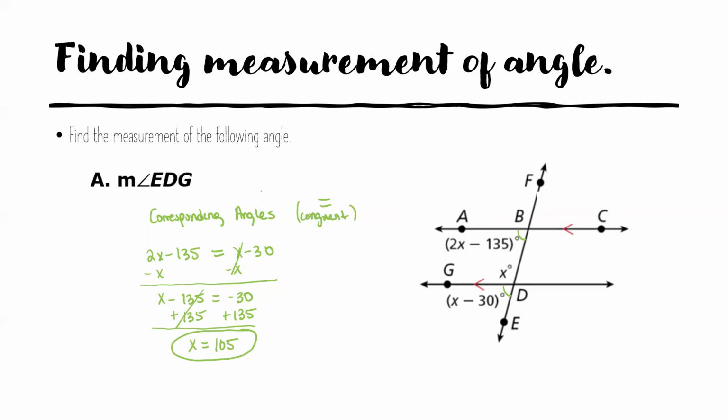But again, the question is not asking me to solve for x. They're asking me to find the measurement of angle EDG. So they want me to find the measurement of this angle here. Now they told me that the measurement of that angle is x minus 30. But we know that x is 105. So that means that the measurement of angle EDG is going to equal 105 minus 30. That gives me 75. So this is going to be 75 degrees.